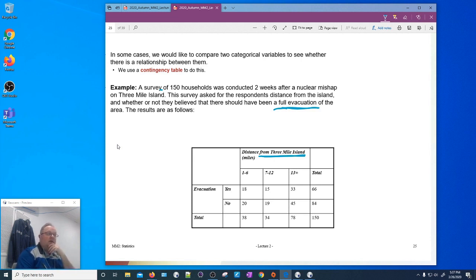Should there have been a full evacuation? And then the distances. Miles can be converted into kilometres. Some countries use what's called an imperial method. As engineers, you'll have to learn to switch between the two. So 1 to 6 miles, 7 to 12 miles, 13, and so on. This contingency table is showing us who was evacuated, who wasn't evacuated, and what their totals were. So 38 people lived in the 1 to 6, 34 in 7 to 12, and 78 in 13 plus. In the total area it was 150 respondents.